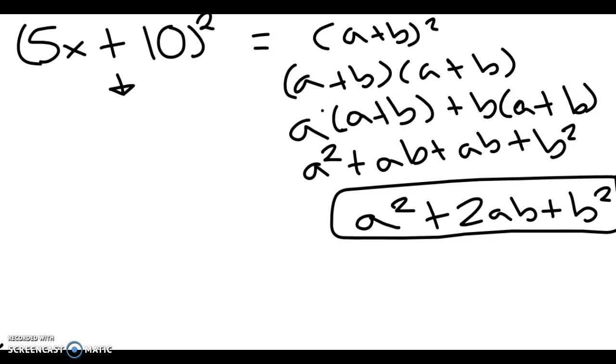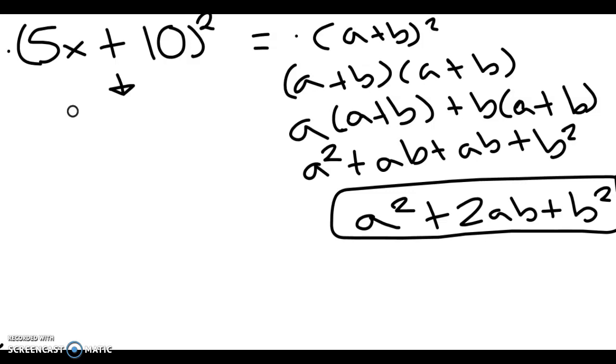explaining squaring binomials of the form ax plus b. So this is our problem right here, 5x plus 10 is squared. And I did this little example problem from the video, and I put it right here so it'll kind of help me.